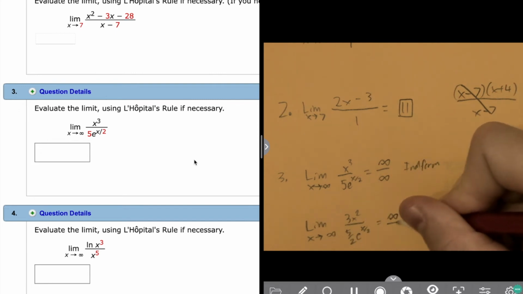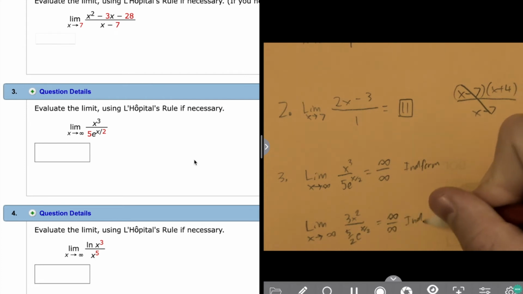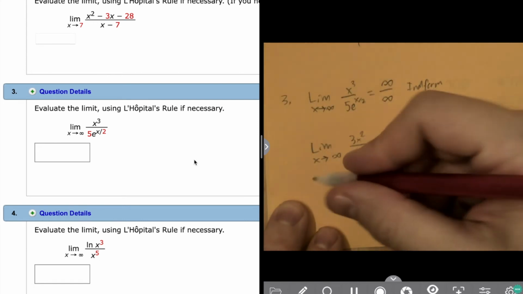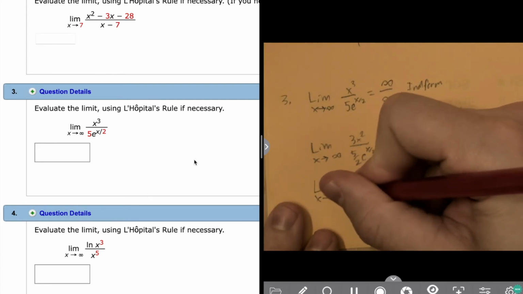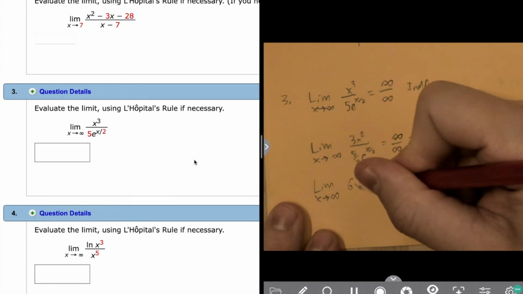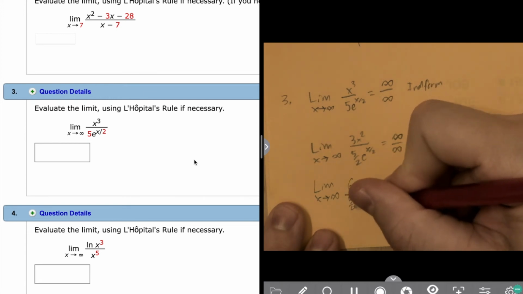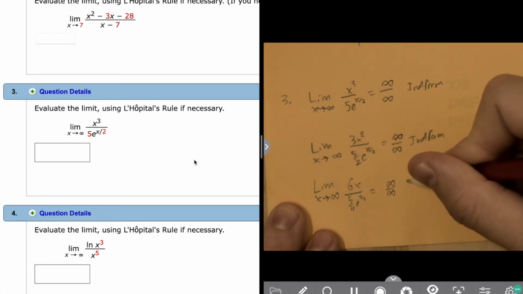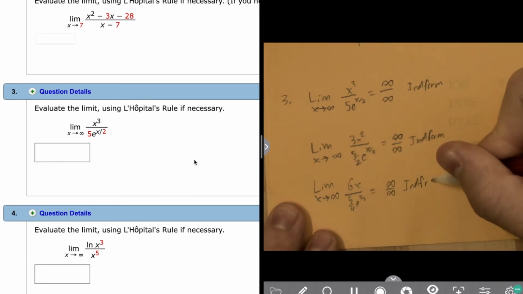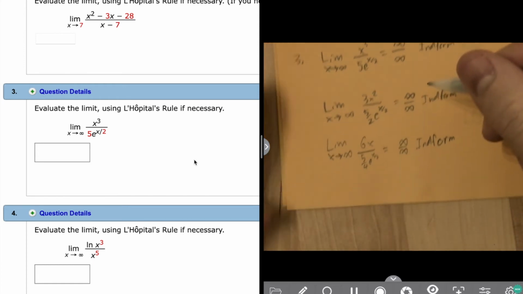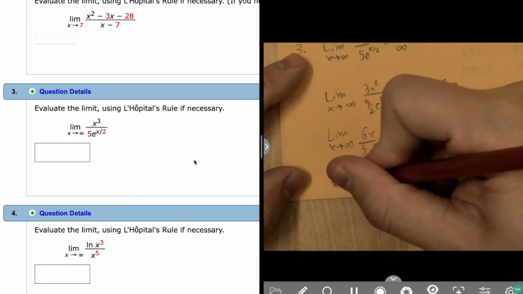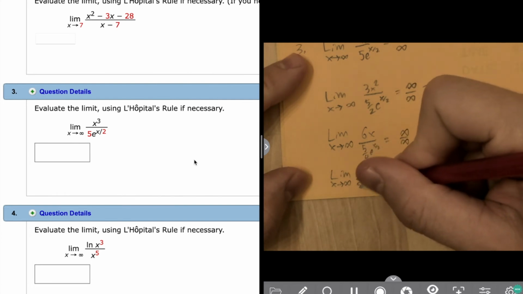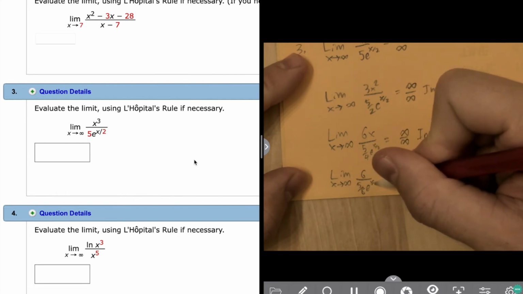Now I actually still get infinity over infinity, which is indeterminate form. So I'll apply L'Hopital's rule again, and we're going to do this maybe a few more times. Now I get 6x over 5 over 4 e to the x over 2, which is still infinity over infinity, which is still indeterminate form, but thankfully we're going to see something different on this very last run. Here we go. Finally, I see 6 over 5 over 8 e to the x over 2.